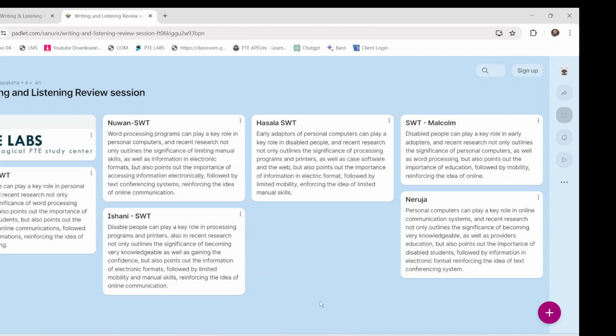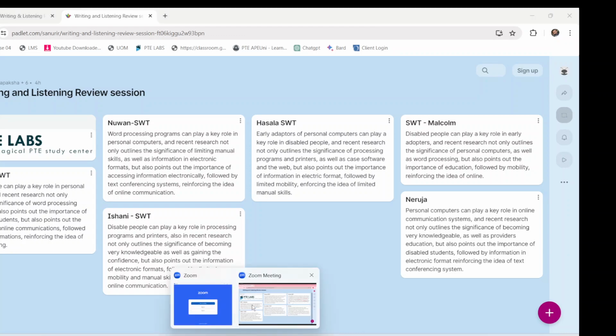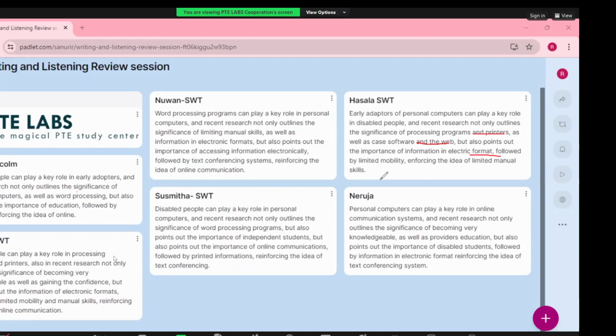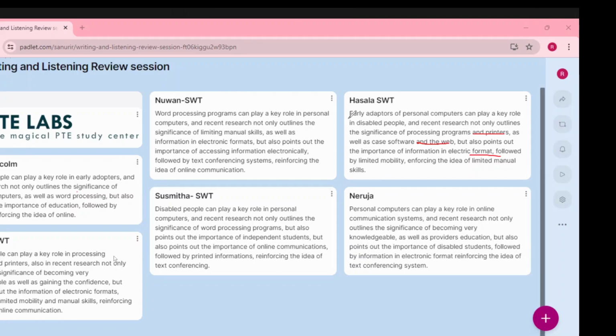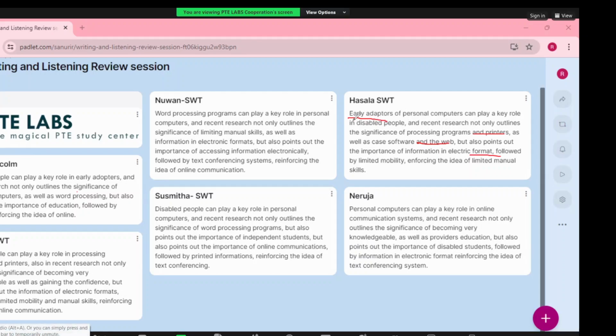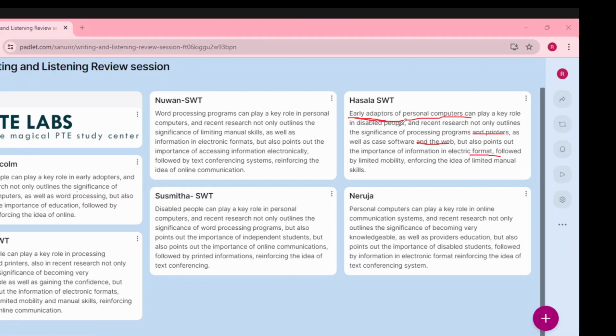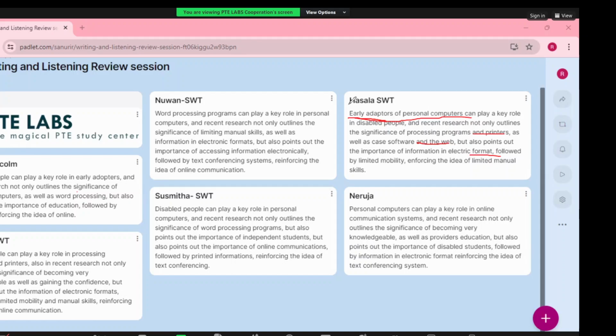All the others are correct, Hustler. So in your case, make sure you double check after typing the structure, avoid spelling mistakes. And when you are taking chunks, it's better to take chunks like this. Okay. Now here also, early adopters of personal computers, this one also, it's a lengthy one. So you can start with personal computers can, or a key role, or else early adopters. Just take simple chunks, avoid chunks with conjunctions. Okay, got my point, Hasala?